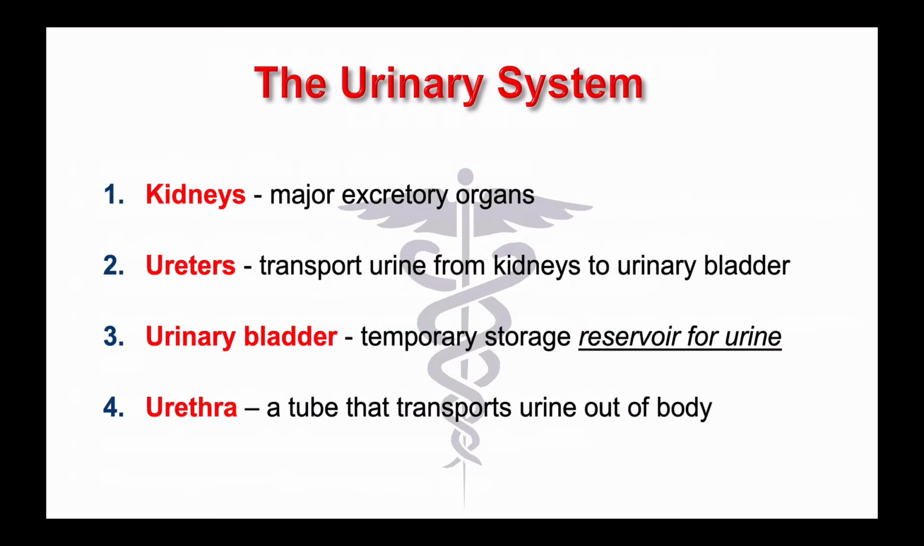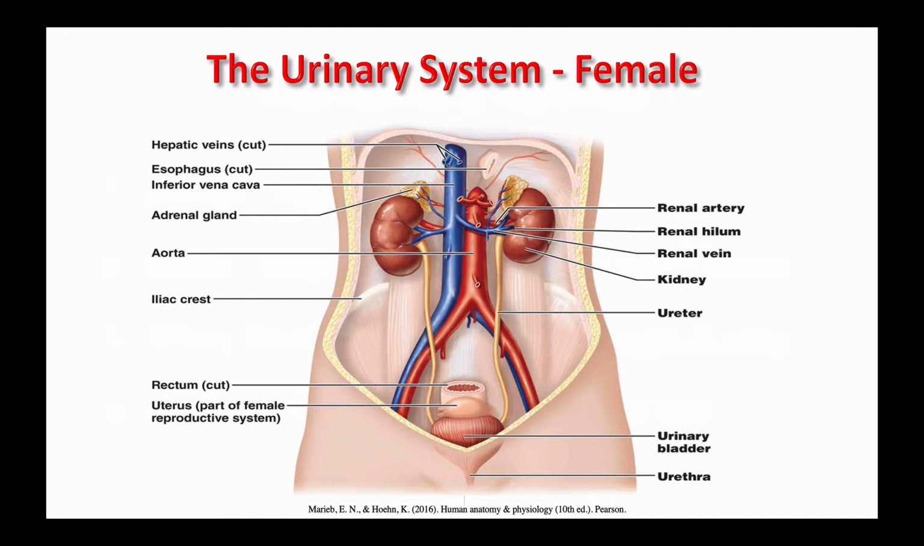In the urinary system we will study the kidneys, two kidneys, right kidney and left kidney, two ureters, one urinary bladder and one urethra. The urethra is different for male and for female. This is what you will study in the urinary system. Up to the bladder, the urinary system is common for both male and female.